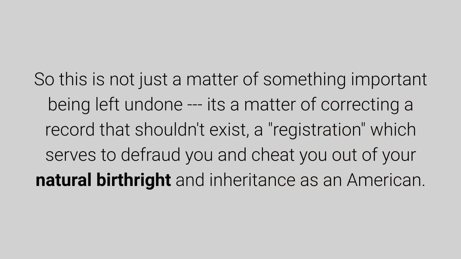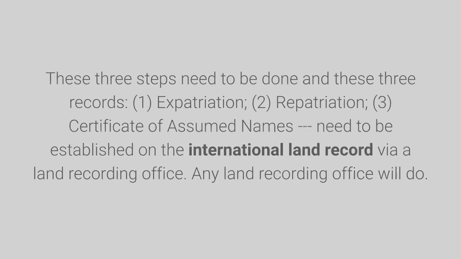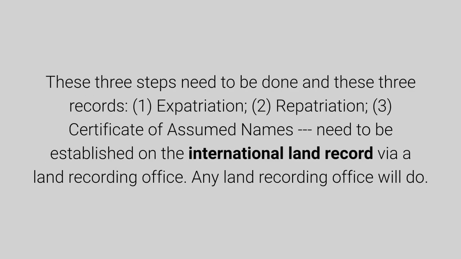So this is not just a matter of something important being left undone, it's a matter of correcting a record that shouldn't exist, a registration which serves to defraud you and cheat you out of your natural birthright and inheritance as an American. These 3 steps need to be done, and these 3 records, 1. Expatriation, 2. Repatriation, 3. Certificate of assumed names, need to be established on the International Land Record via a land recording office. Any land recording office will do.